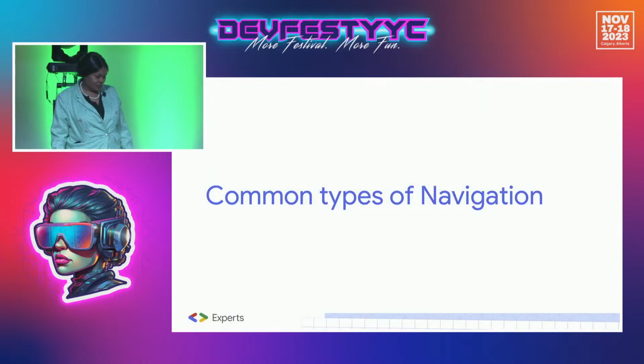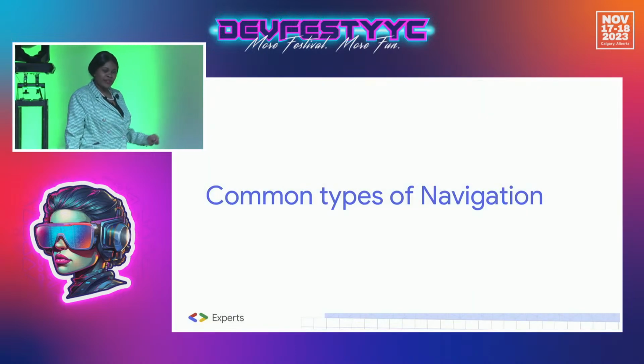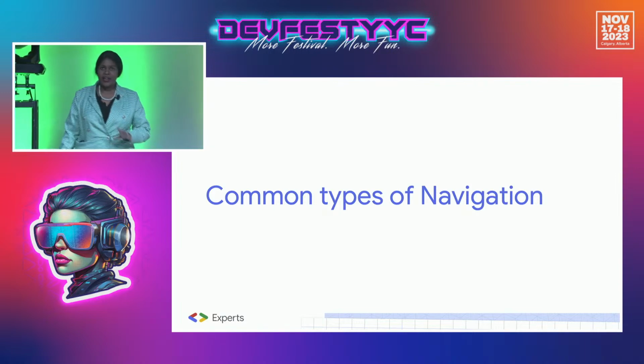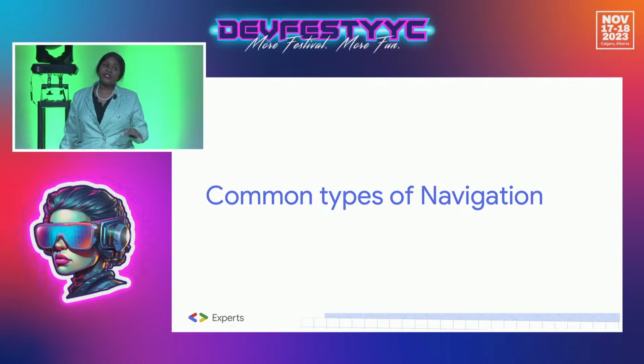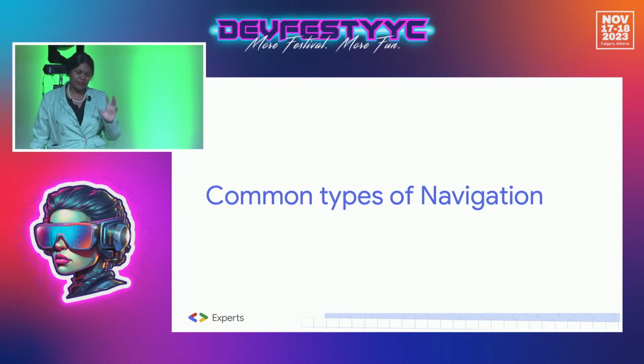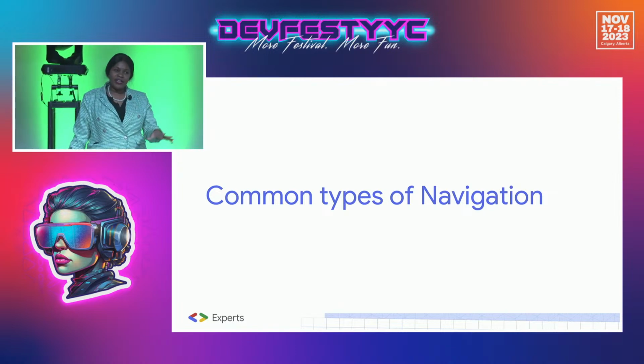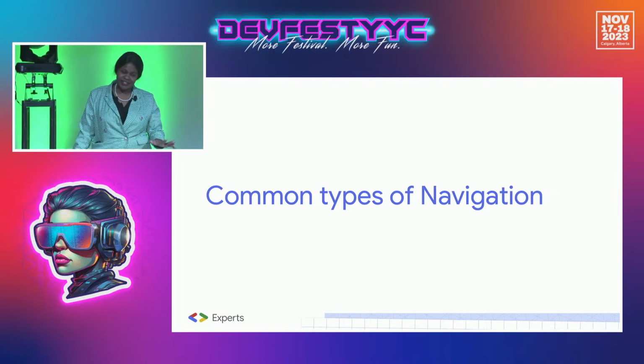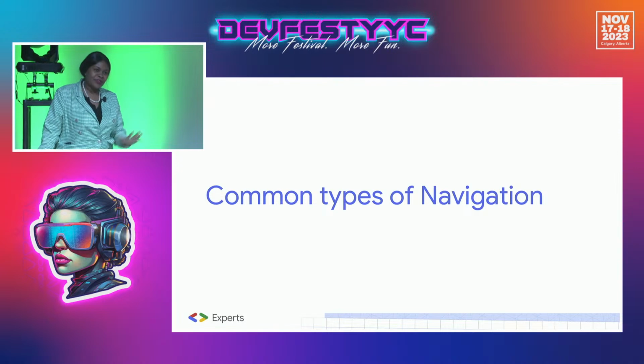Okay, so before we jump into even writing the code, I want us to go through common types of navigation. And why is this important? The reason why this is important is because, if you're an Android engineer, you'll be asked these questions in your lifetime, especially during a coding interview. Like, what are common types of navigation?